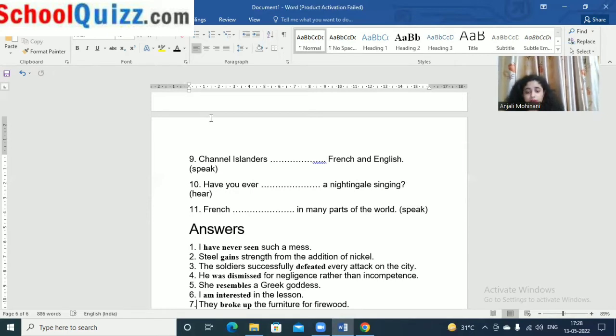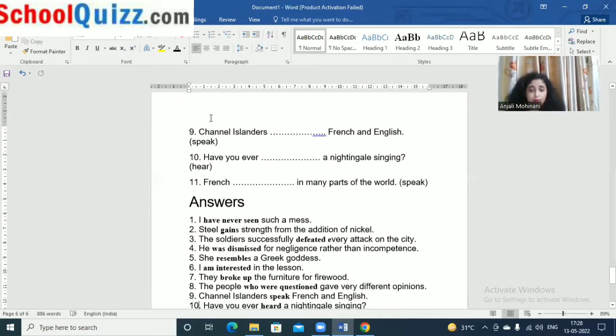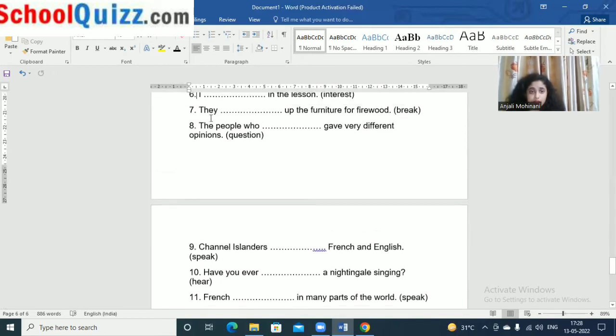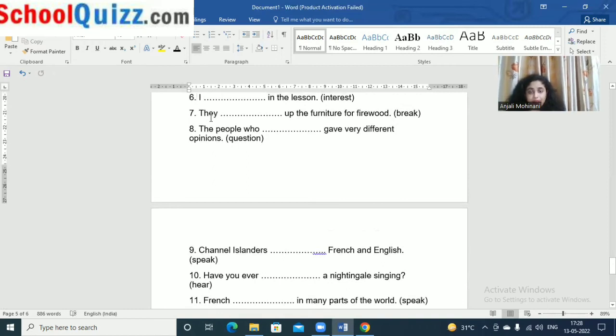She resembles a Greek goddess. I am interested in the lesson. They broke up the furniture for firewood. Now here, the seventh one, what was given to us? The verb given to us was break. So we change it into the past tense, it will be broke up. Okay, so I hope I'm clear. They broke up the furniture for firewood.